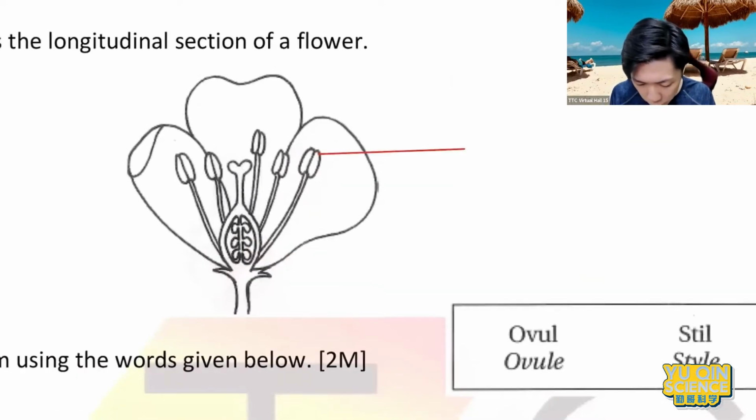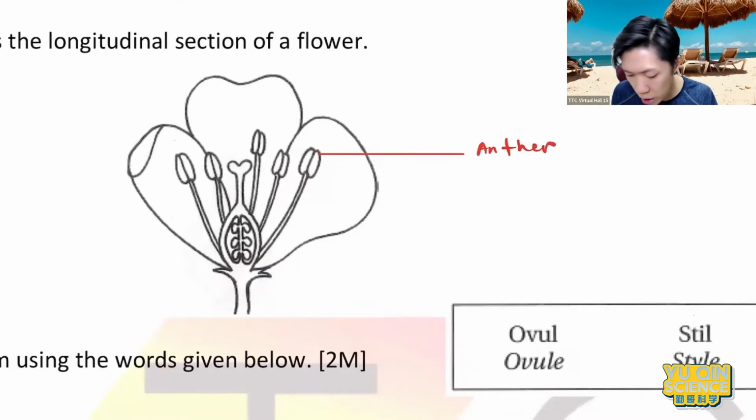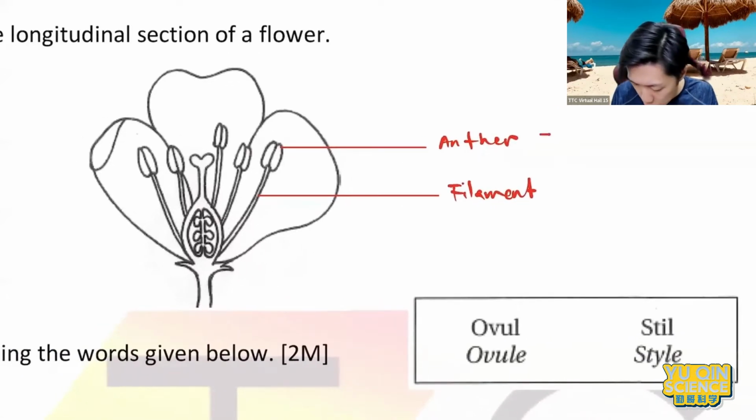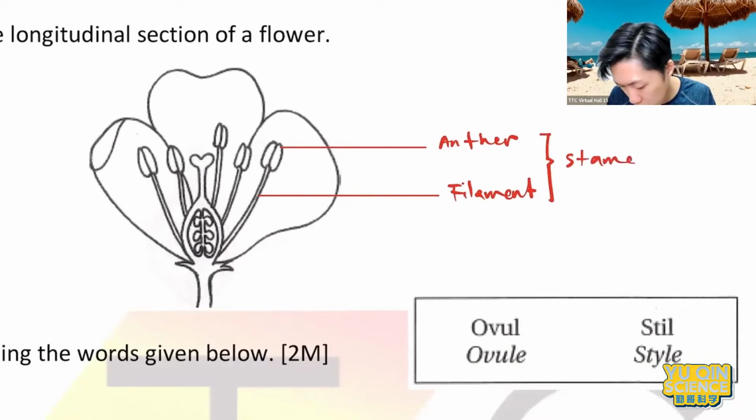Okay, let's label everything since we're here. So boom, ready? That's the anther. Okay, then below it's called the filament. Alright, both together it's called the stamen, which is the male part.